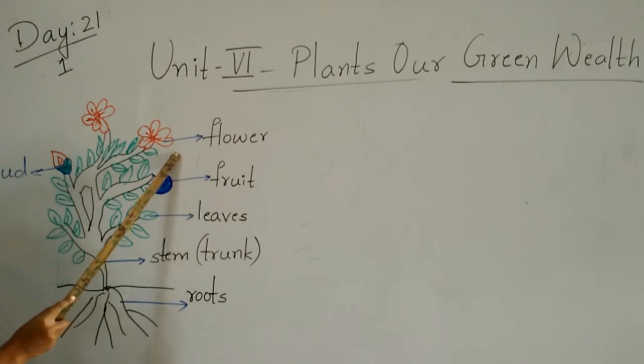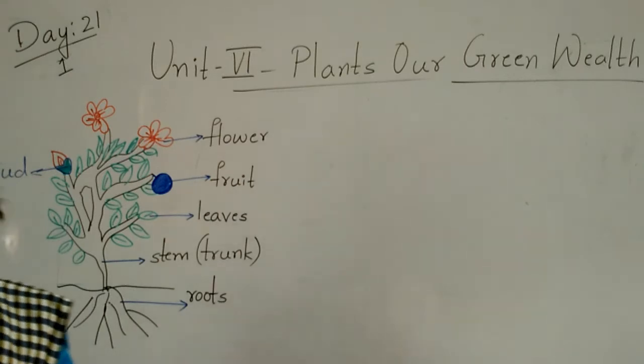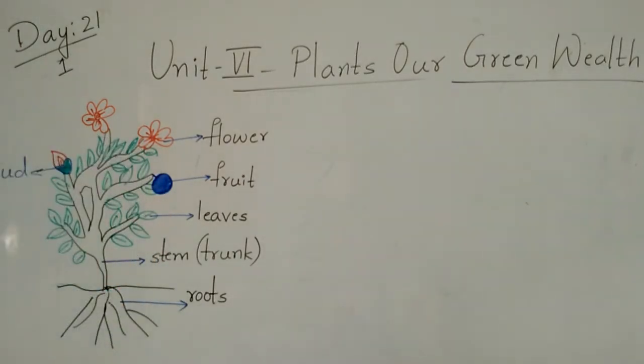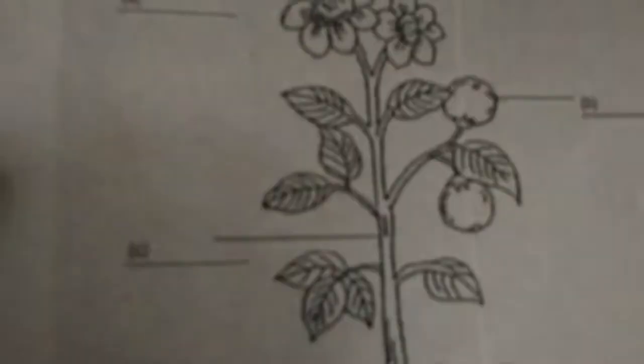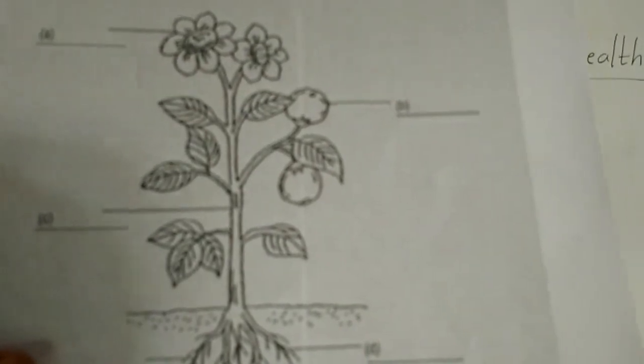That is a flower. The next is bulb. So these are the things, children, you have to write in your worksheet. Just to see, you have to write in the worksheet. First you color it, then label all the parts. Clear, children?